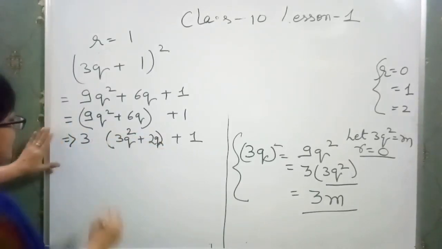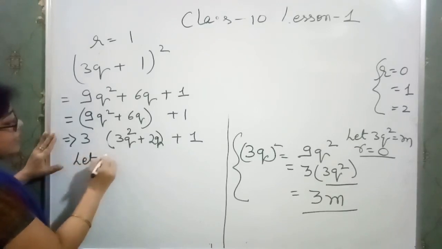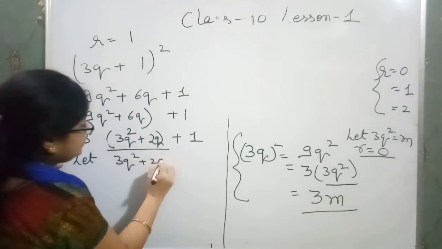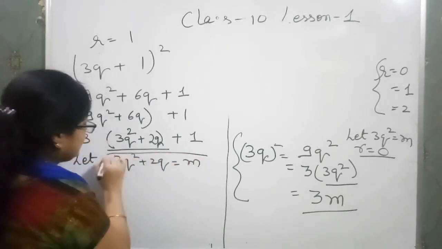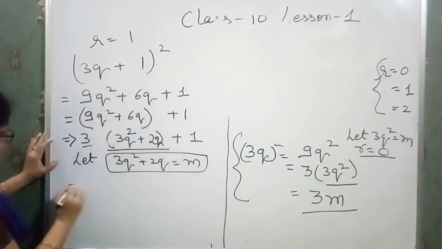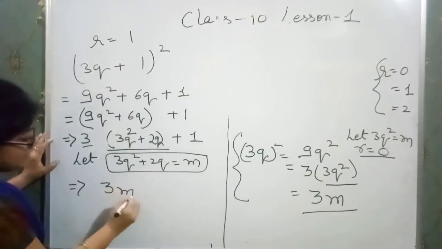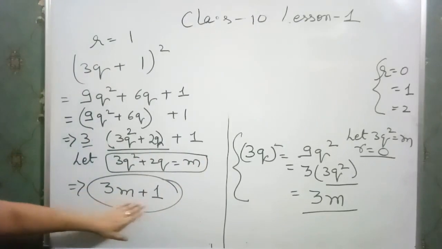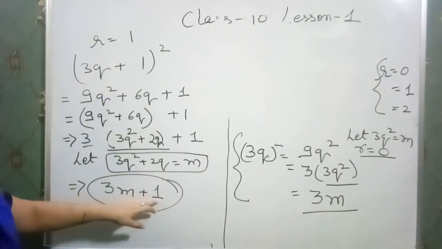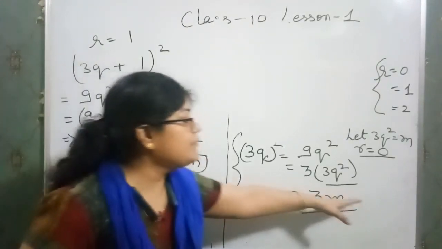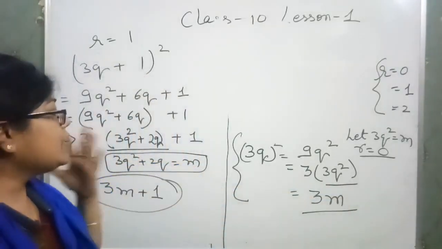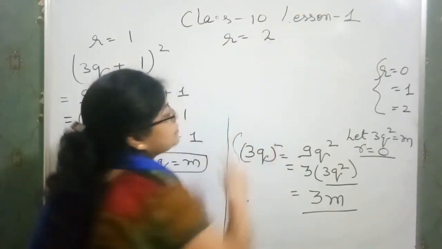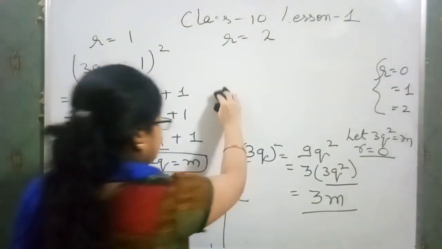You just take only 3q squared and 2q. Okay, now here we can take different values. I make 3q squared plus 2q as m. So it again becomes 3m plus 1. It has the form of 3m plus 1. We want to show that the only constant we have is 1 here, and here we have no variable, no digit. Okay. Now we have to check for when r is equal to 2. Okay. Now check it.